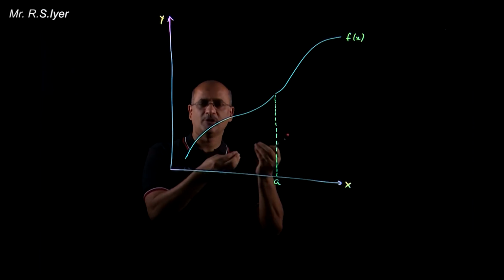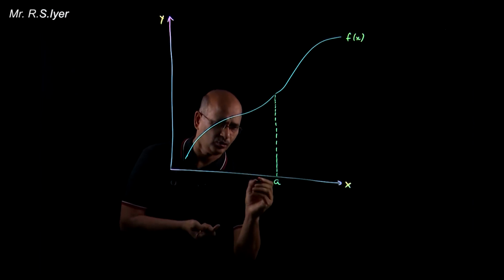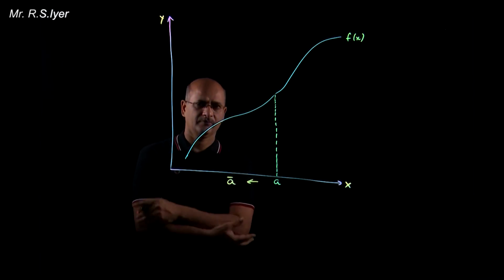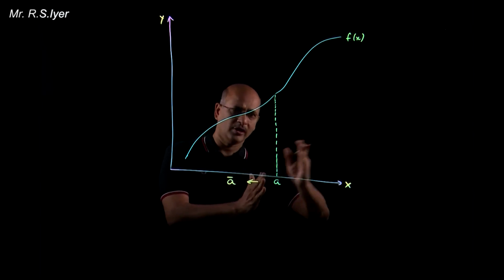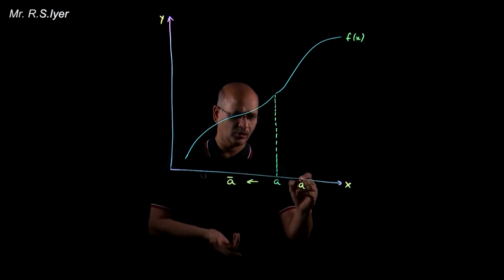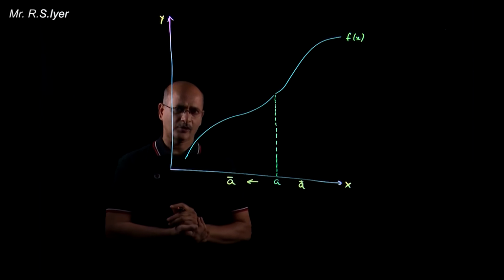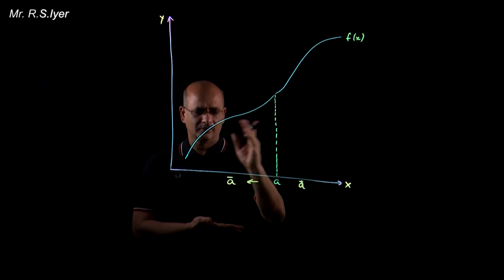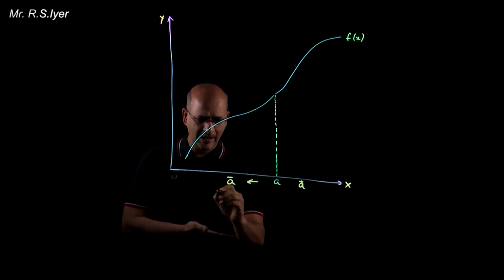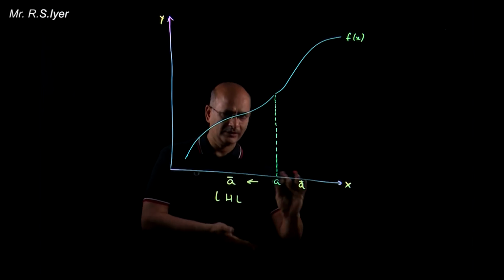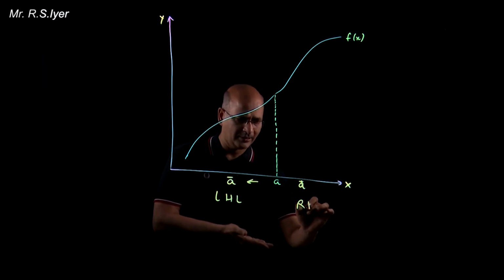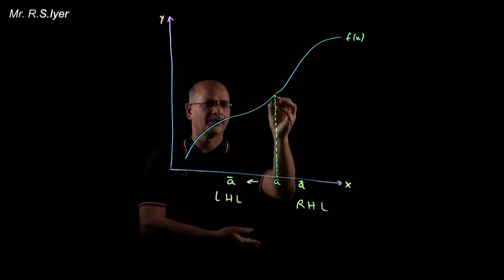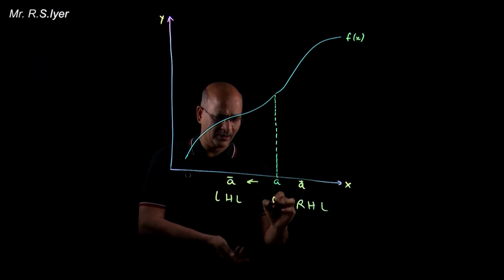Basically, before that, I will just explain some terms. Any value less than A is denoted as A minus. Any value greater than A is denoted as A plus. Okay, A plus. Now hold your breath. This part is called the left hand limit. This part is called the right hand limit. And at this particular point, it is nothing but f of A.